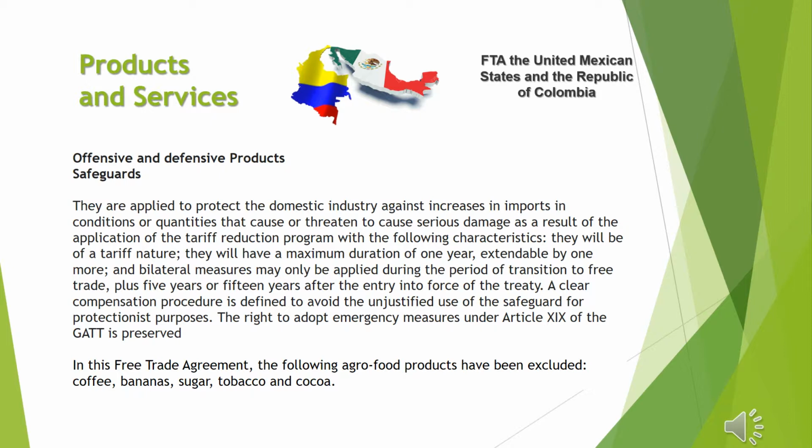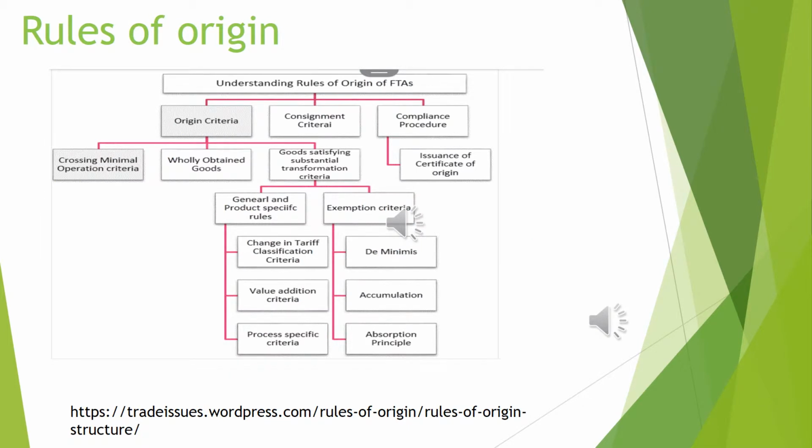In this free trade agreement, the following agro-food products have been excluded: coffee, bananas, sugar, tobacco, and cocoa. Criteria applied by an importing country to determine the origin of the good. The rules of origin are the criteria applied by an importing country to determine the origin of the good.